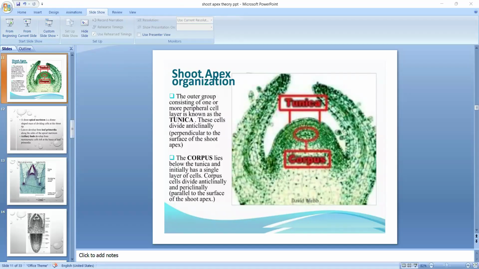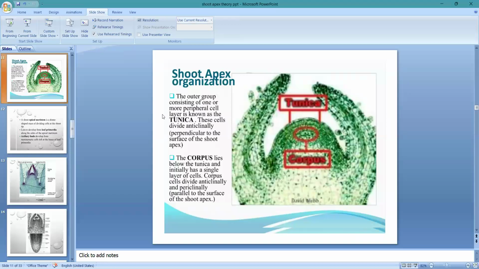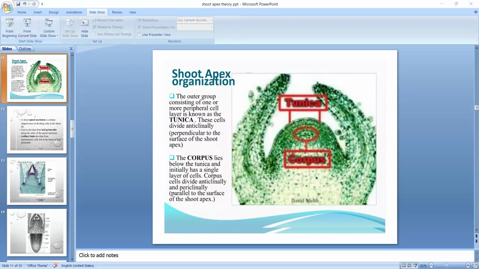The shoot apex organization. Okay, so next, tunica and corpus. This is the eleventh slide, shoot apex organization. Is it okay?